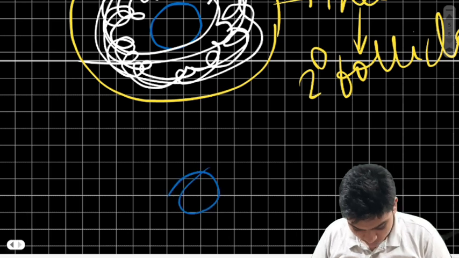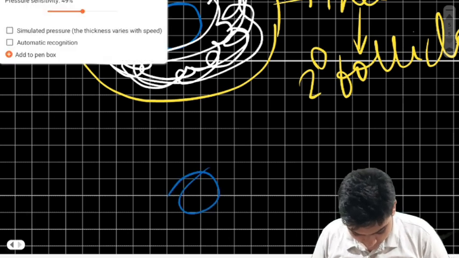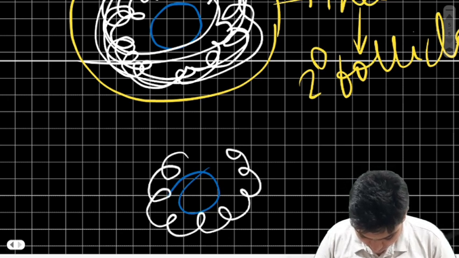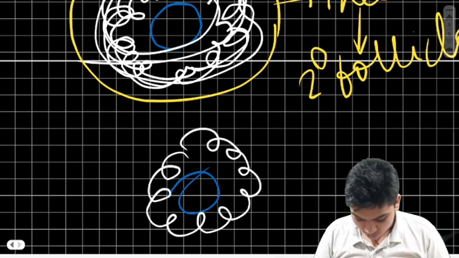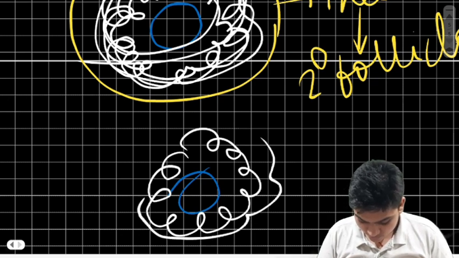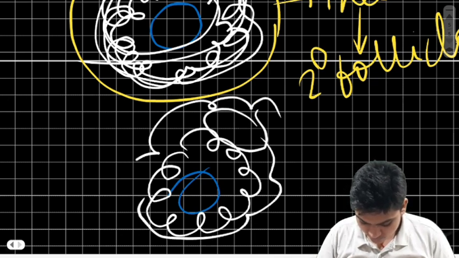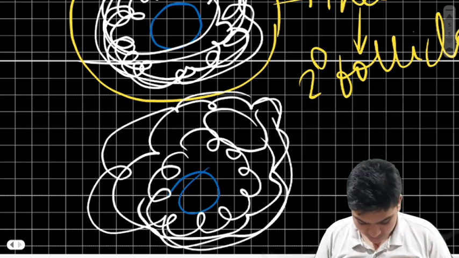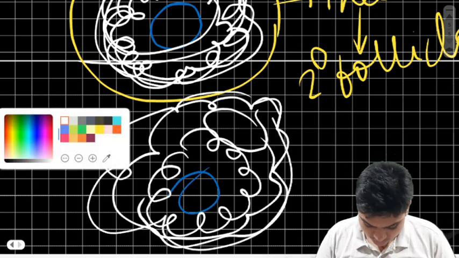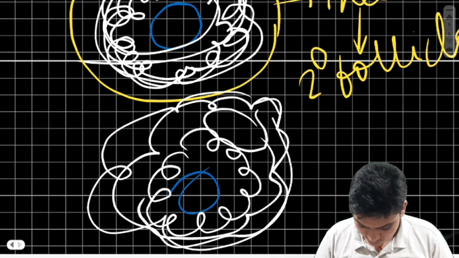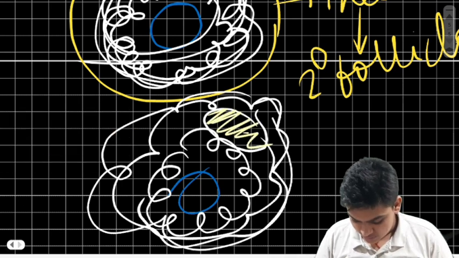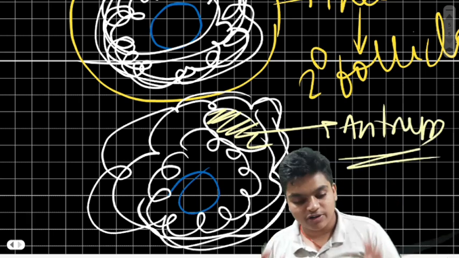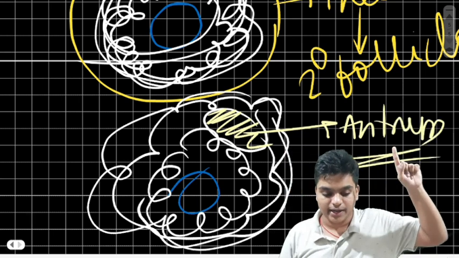Primary oocyte. This primary oocyte remains the same as I told. Now here I haven't drawn any granulosa cells. This is your antrum cavity. Antrum. This fluid filled cavity is called your antrum.